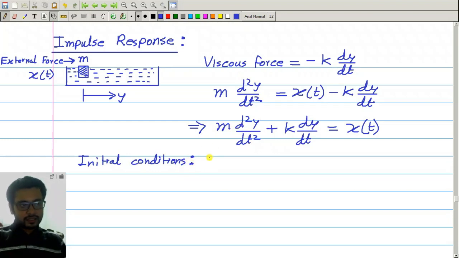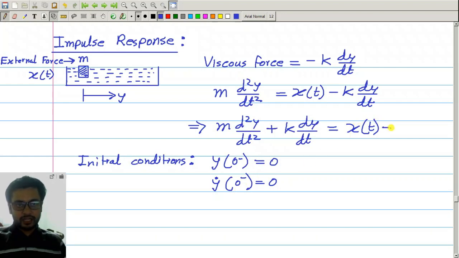that y(0-) was 0 and y dot of 0- was also 0. Initial position and velocity both were 0. We have given an impulse force, so let this x(t) be delta(t). This delta(t) starts to act at 0-, and at that moment when input begins, velocity and position both are 0.